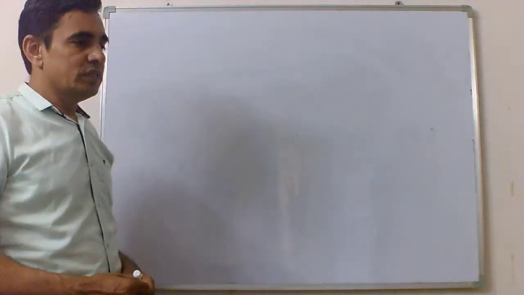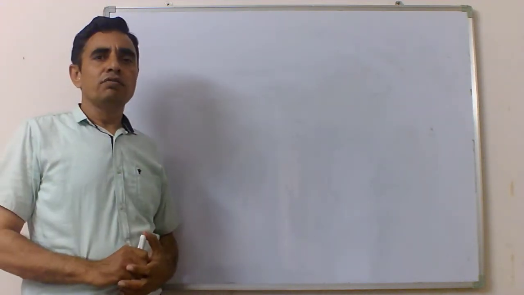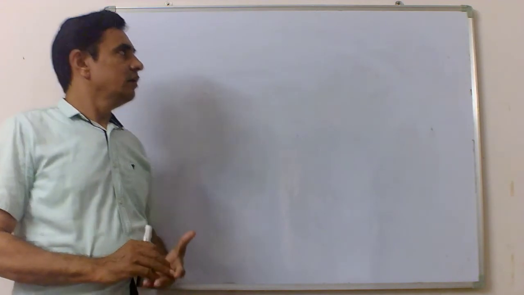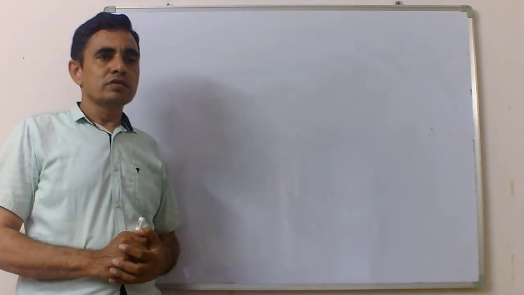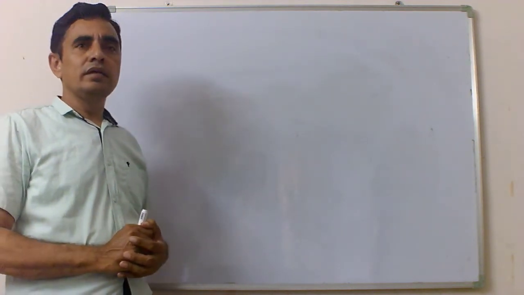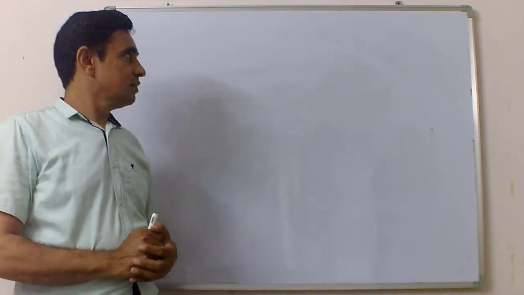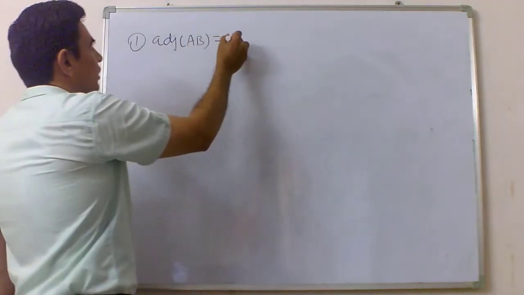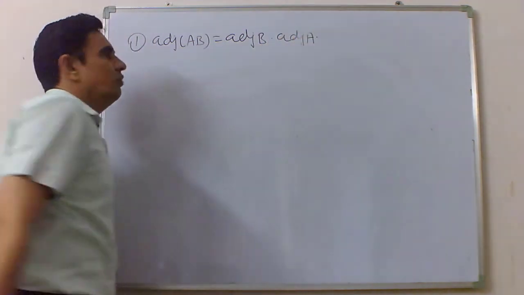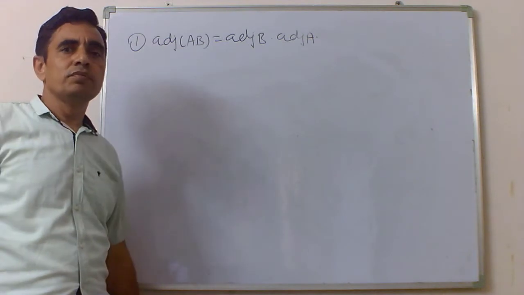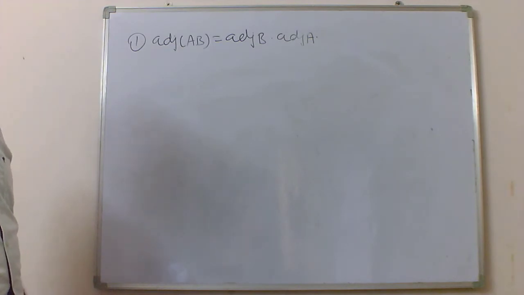Now we see some important properties of the adjoint of a matrix. We know how to find the adjoint of a matrix. Then the properties of the adjoint of a matrix are very important to solve the MCQs, as well as some MCQs are directly asked on the properties of the adjoint of matrices. Adjoint of A into B is equal to adjoint of B into adjoint of A. We take the reverse order after distributing the adjoint. Adjoint of AB is equal to adjoint of B into adjoint of A, the first property of the adjoint of a matrix.